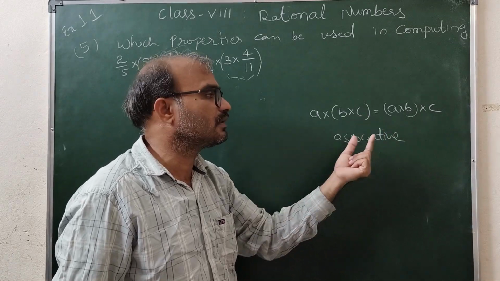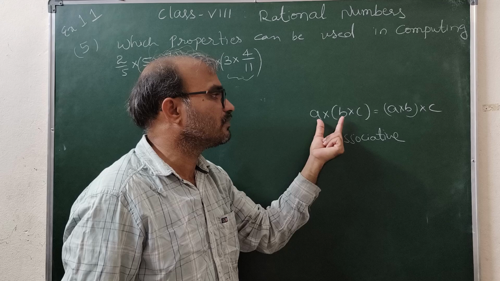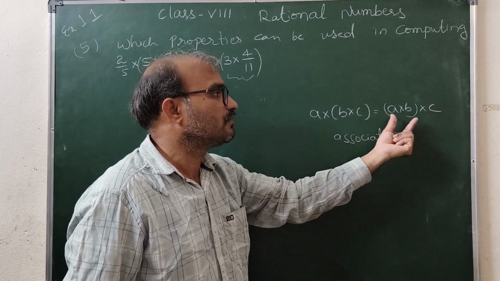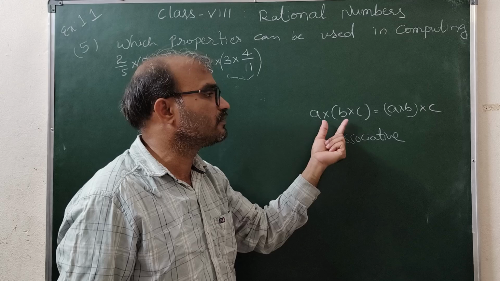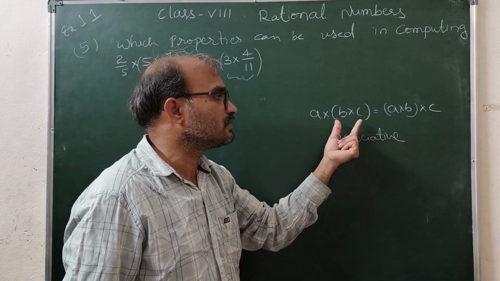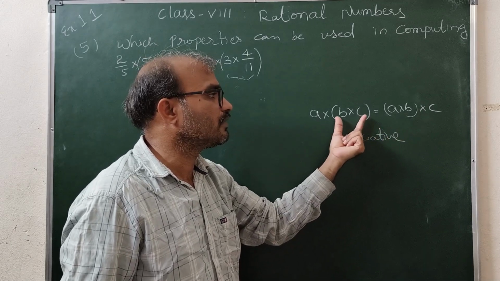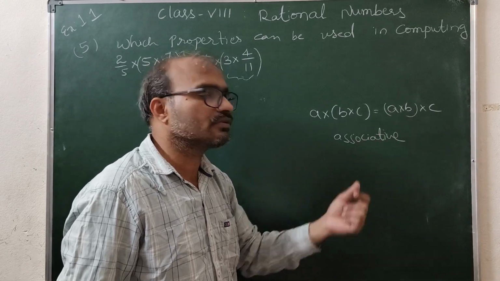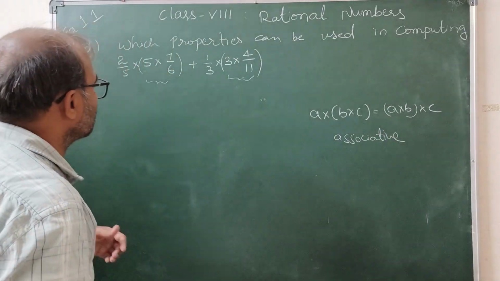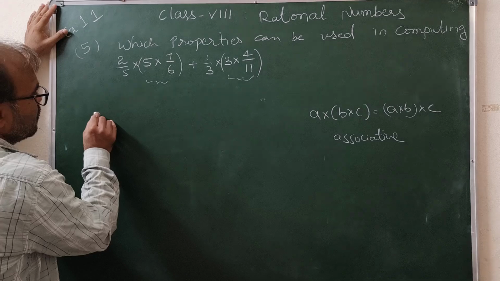We are not changing the order here. In the computation, first we multiply the first two, later the last two. This type of grouping is called association. We have formed one association of two numbers, association of two numbers. So this is called associative property. So I am using associative property here.